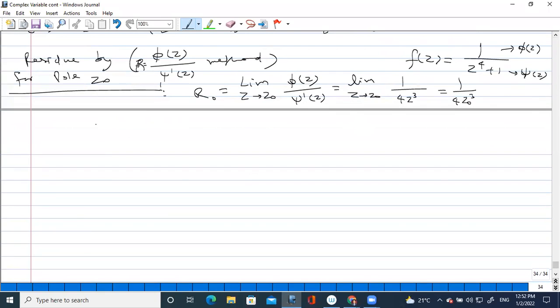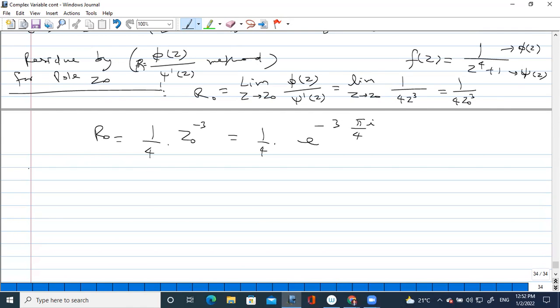So R0 will be 1 by 4 z0 to the power minus 3, and z0 value is e to the power i pi by 4. So it will be 1 by 4 e to the power minus 3 i pi by 4, or whatever you want. So this will be R0.